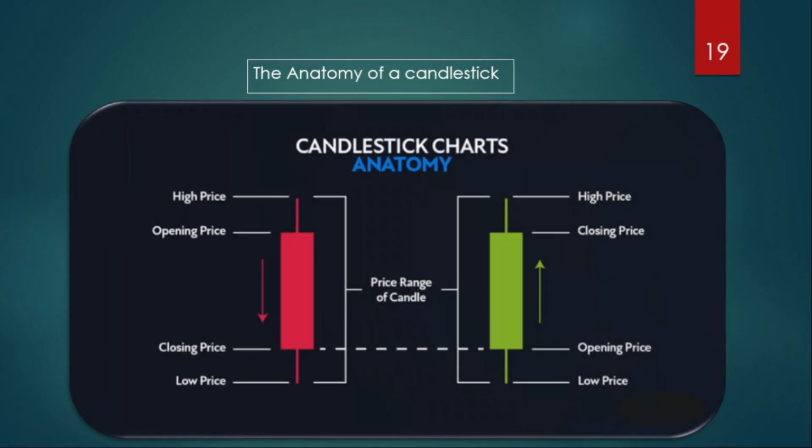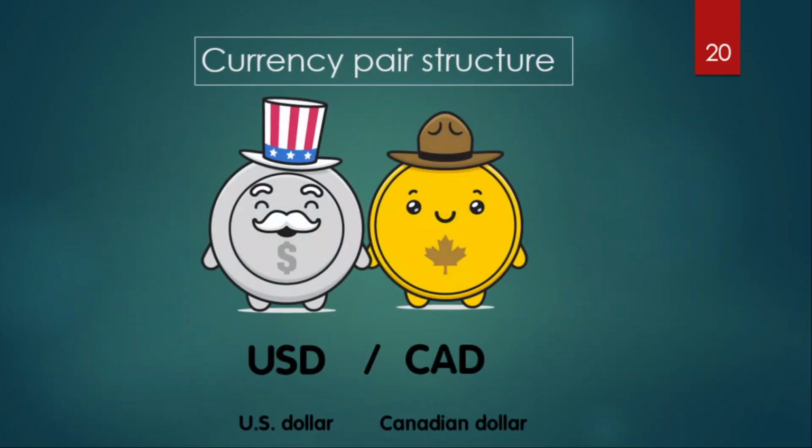So let's talk about the currency pairs structure. There are some other guys over there. This guy wearing a hat with a beard on him, it's like he's smiling or he's closing his eyes, I don't really know, and he's a dollar. He's a US dollar. And this other guy, the yellow guy wearing a cowboy hat with some kind of a leaf on his clothing, is a Canadian dollar.